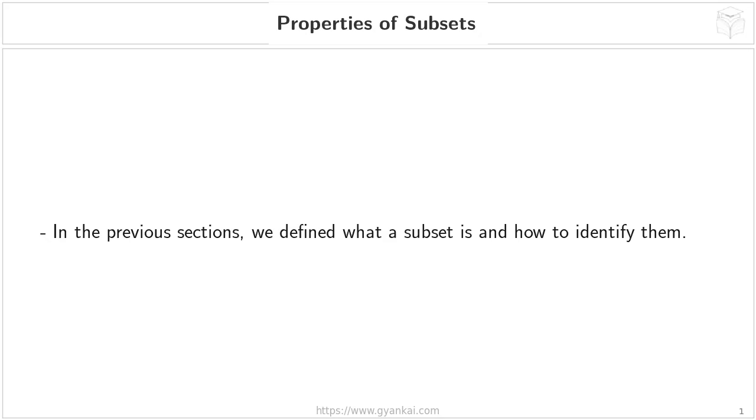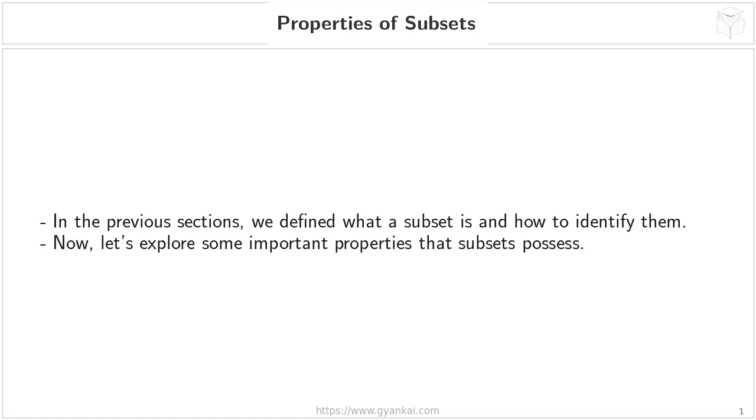Properties of subsets. So far we've been learning about subsets, what they are, and how to figure out if one set is a subset of another. Think of it like sorting things into groups. A subset is just a smaller group contained within a larger one. Now, on this slide, we're going to move beyond just identifying subsets and start looking at some of the rules, or properties, that govern how they behave.